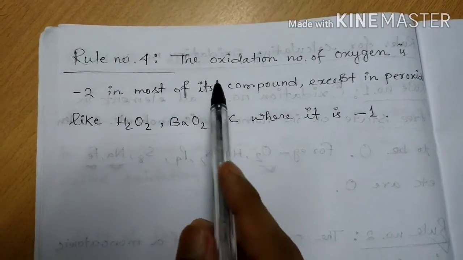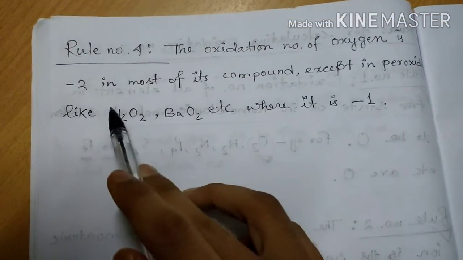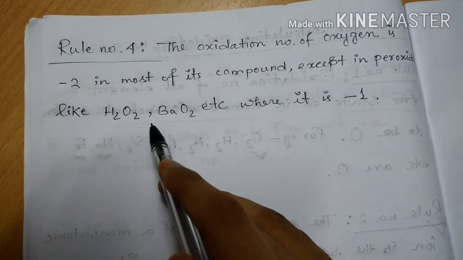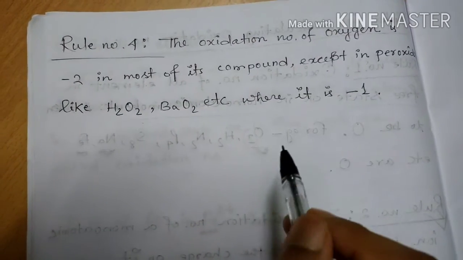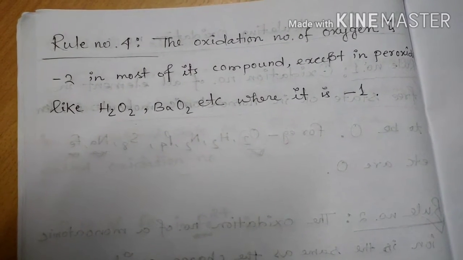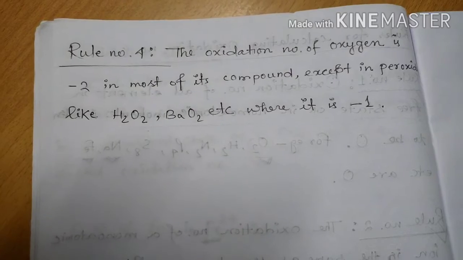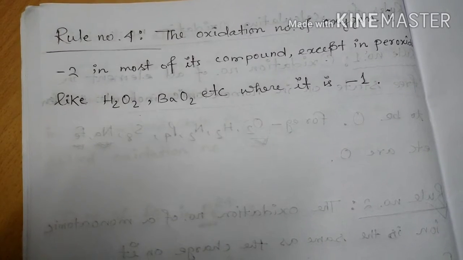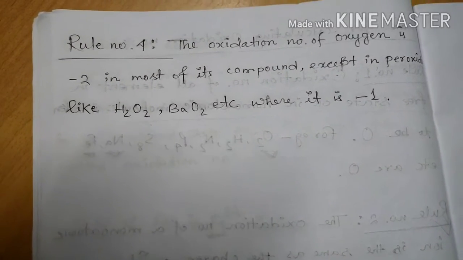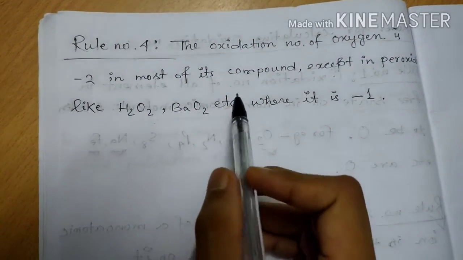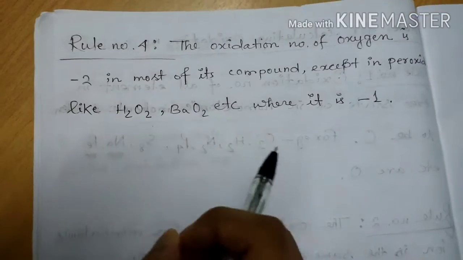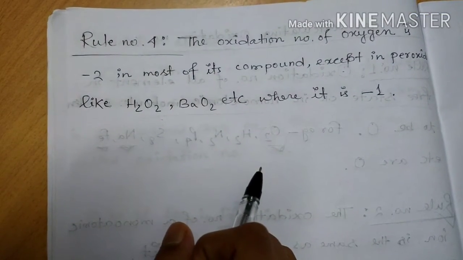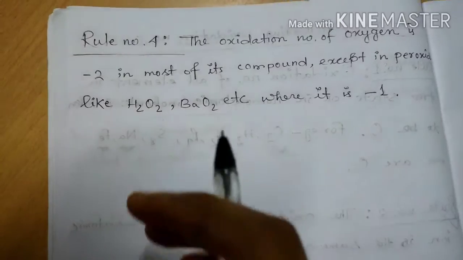Rule number 4 is that the oxidation number of oxygen is -2 in most of its compounds, except in peroxides like H2O2, BaO2, etc., where it is -1. That is, we shall take the oxidation number of oxygen as -2 in most of its compounds, and if oxygen is present as a peroxide, then we shall take the oxidation number of oxygen as -1. Generally we take -2 in most of its compounds. So this is rule number 4.